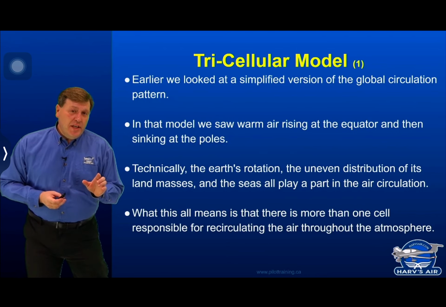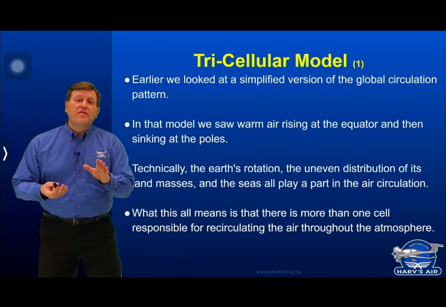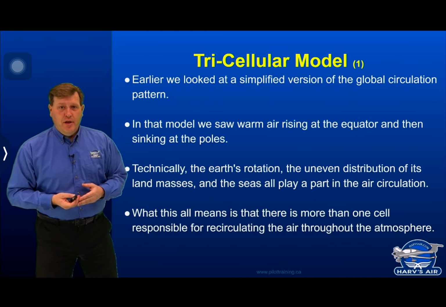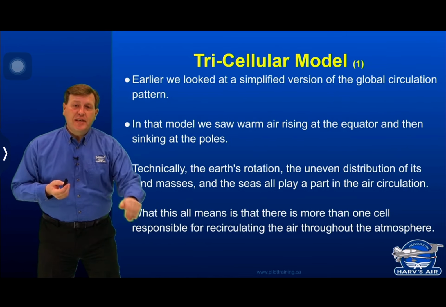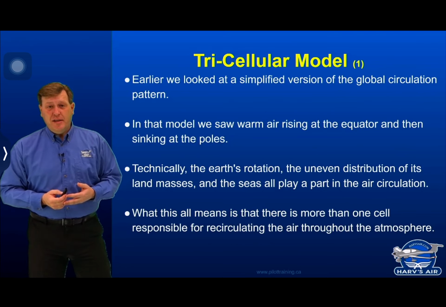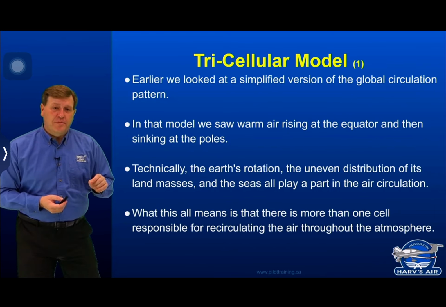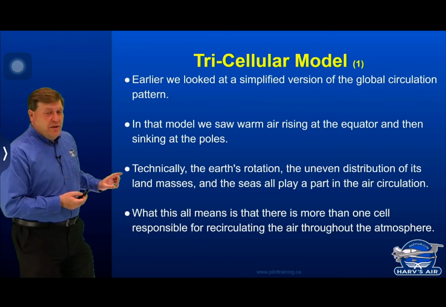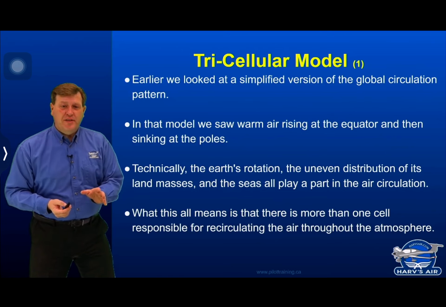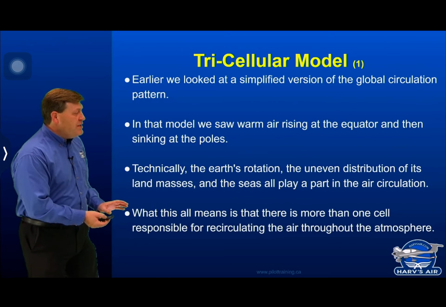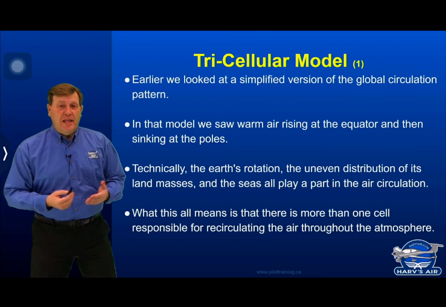Now, before we start to get too far into the frictional effects, you remember that simplified single cell circulation model that I showed a little while ago. Air warms up at the equator, rises, moves through advection towards the poles, and then sinks at the poles. It's actually a lot more complicated than that. So what I want to do next is introduce to you the tricellular model. Technically, the Earth's rotation causes this single cell to split up into 3 cells. What this all means is that there's more than one cell responsible for recirculating the air throughout the Earth's atmosphere. Let's go back to the whiteboard and start to draw this out.